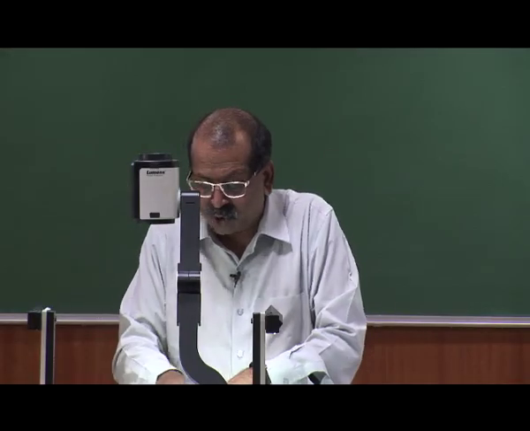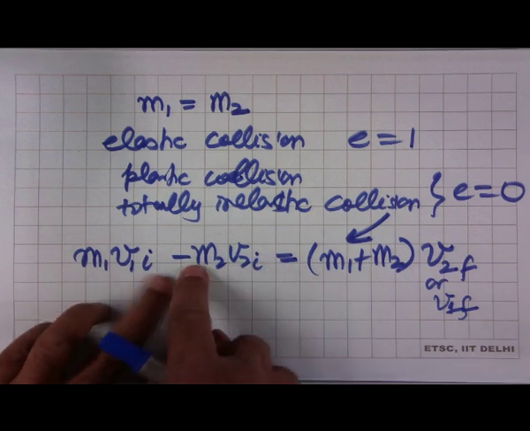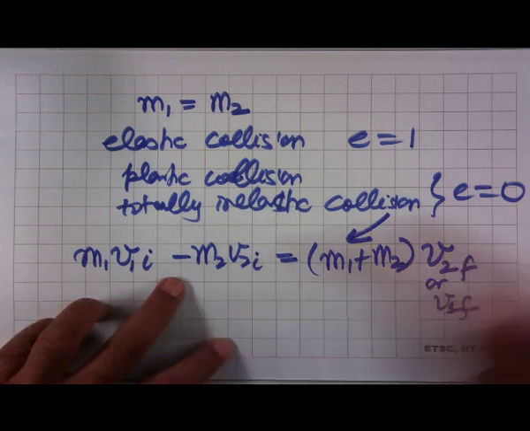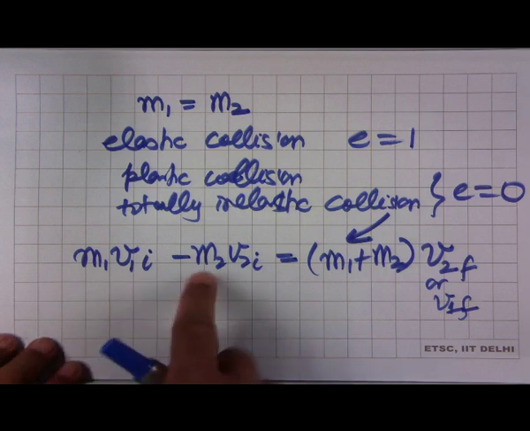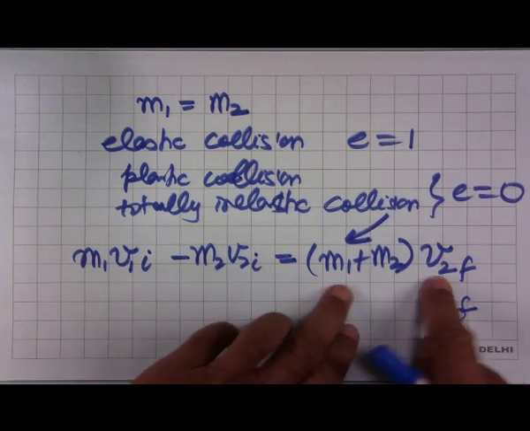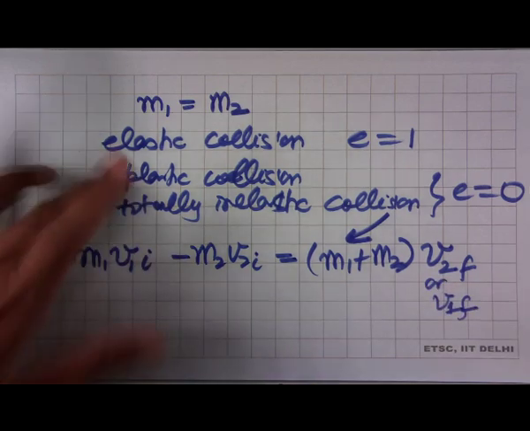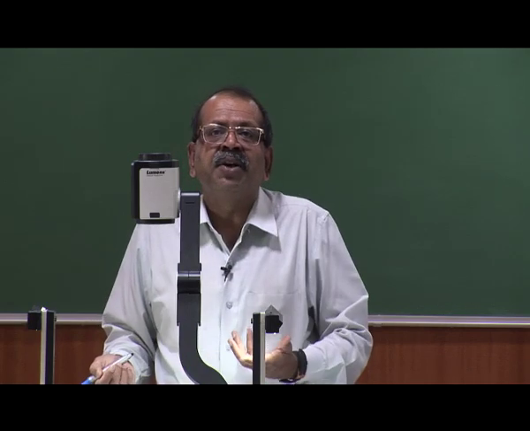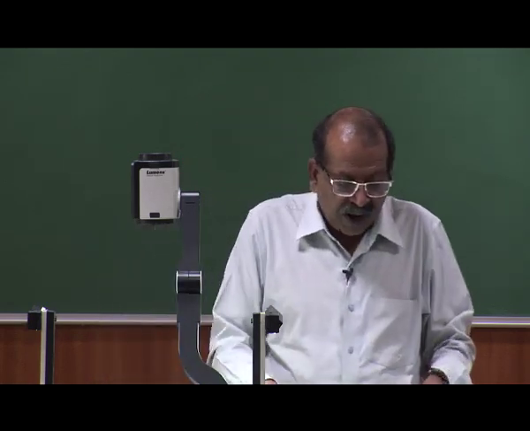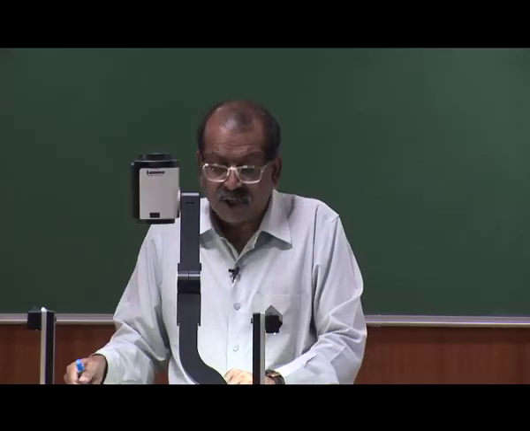When two bodies merge together, all you do is take the initial momentum with the right signs. We have a minus sign because v2I was in the opposite direction. If both the bodies were moving in the same direction, then this would have been a plus sign, is equal to (m1 plus m2) times v2f or v1f, because both of them are equal. So, for the plastic collision, or totally inelastic collision, you directly get your answers without even having to bother about writing the coefficient of restitution relation.